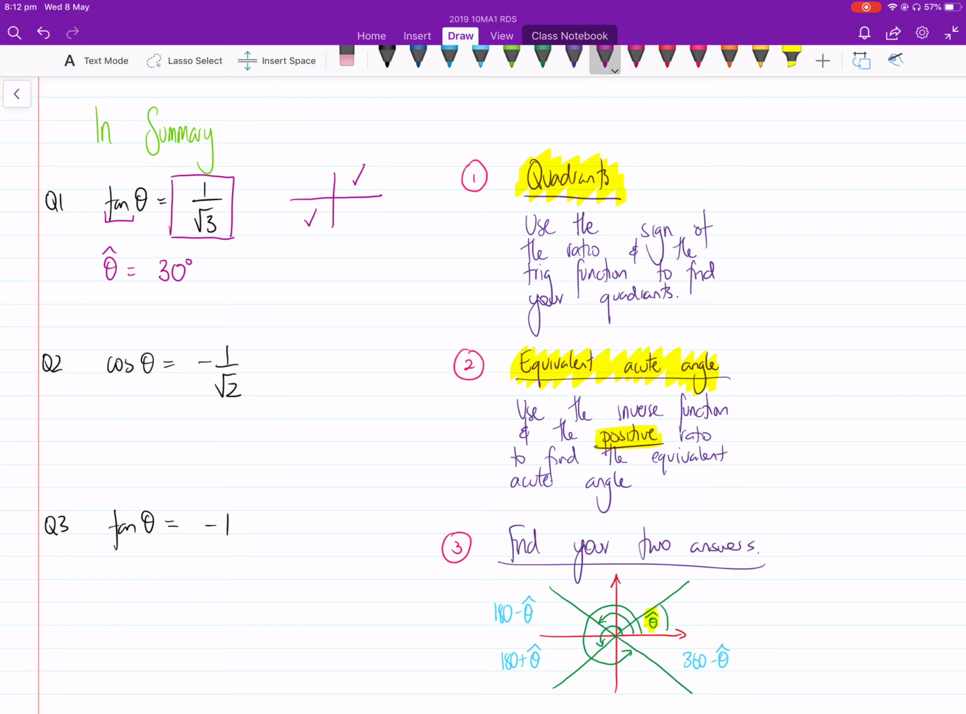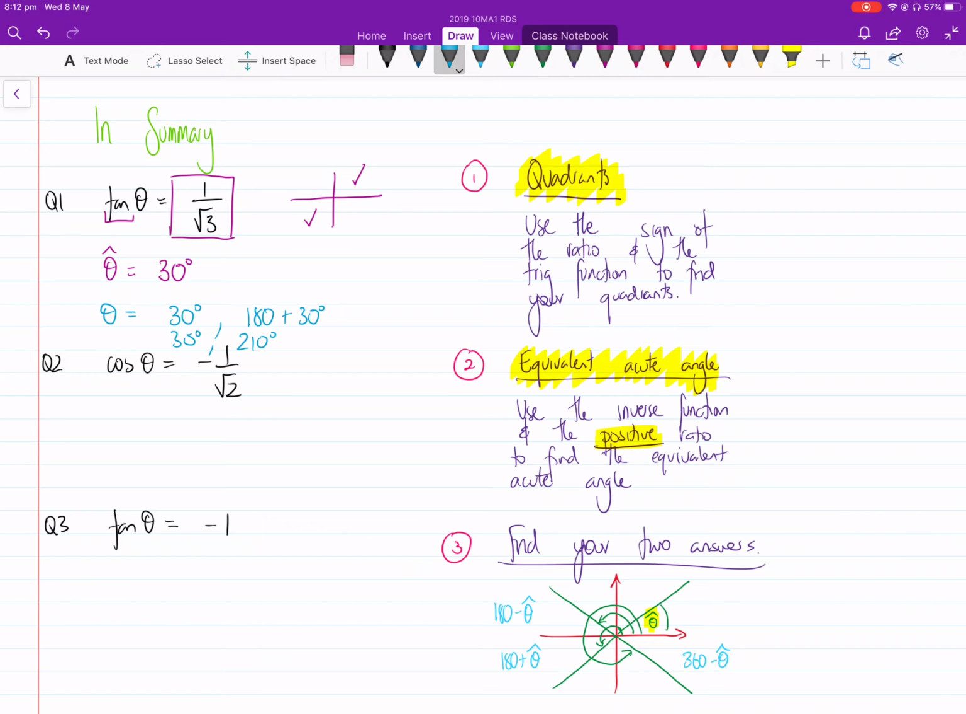But my answers, the ones in the first and third quadrant, are going to be 30 degrees, because that's the first one. But in the third quadrant over there, it's going to be 180 plus 30 degrees. And so my answers are 30 and 210 degrees.